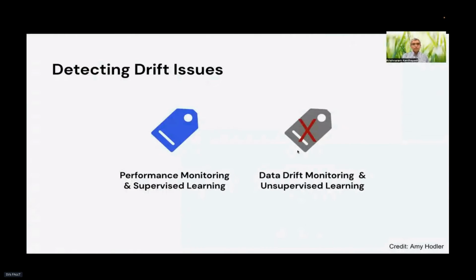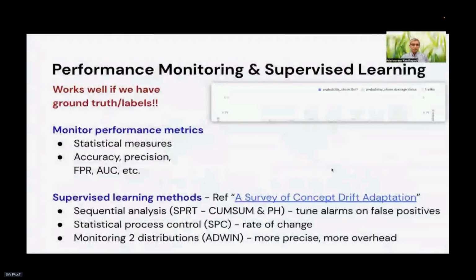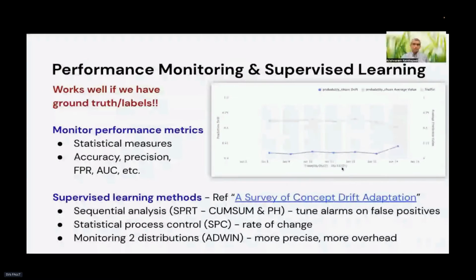So next, let's discuss how we can detect these issues. Again, we want to broadly group this into two buckets. The first bucket corresponds to the setting where we have access to labels, and the second bucket corresponds to the setting where we may not have access to labels, or we may have to make decisions solely based on data distributions and the changes in these data distributions. Under the first category, we apply these techniques when we have access to ground truth or labels.